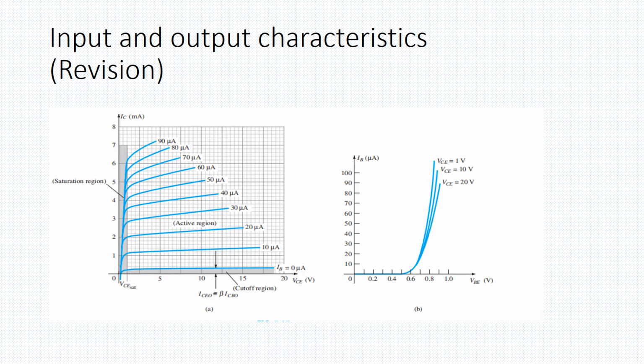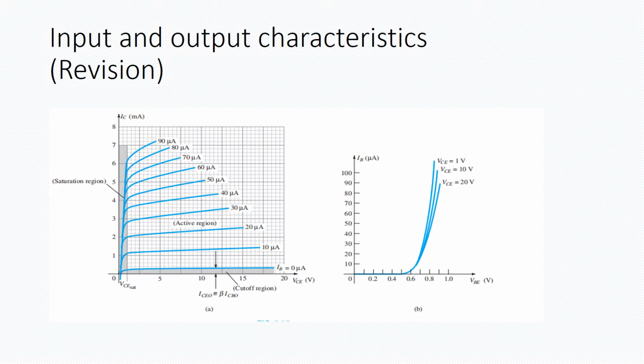Input and output characteristics. This is a revision to the previous discussions in the module 1 topic, that is DC biasing. So, slight revision. The output characteristic is a plot between the output current IC and the output voltage VCE, maintaining an input parameter, that is the base current, constant, varying from 0 microamperes to 90 microamperes in this particular graph that is shown.